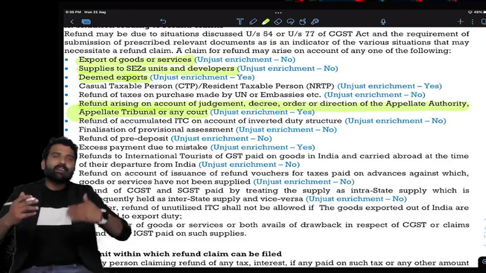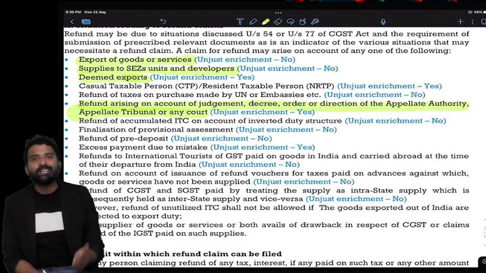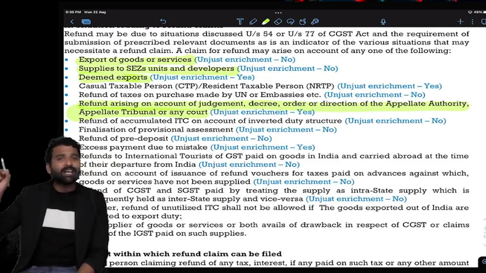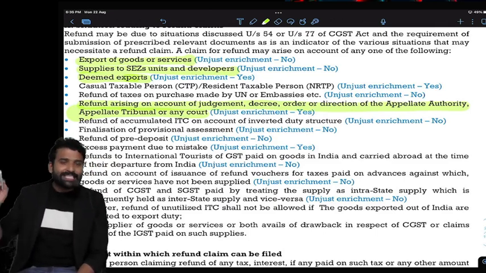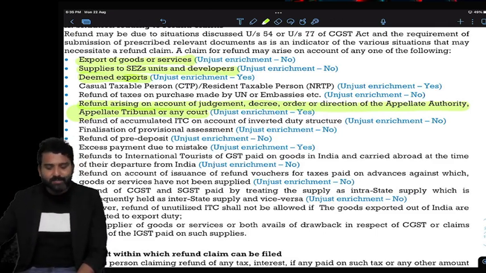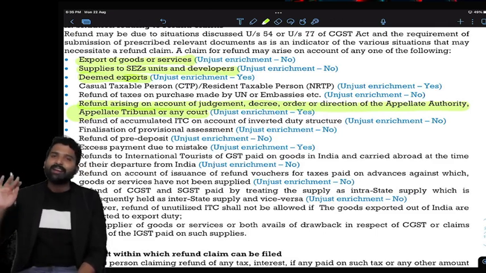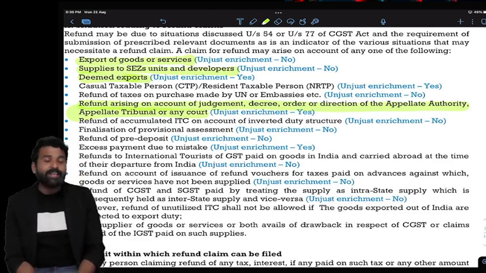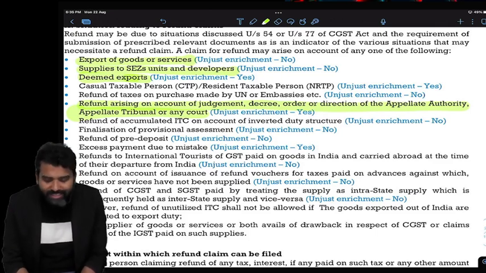Maybe a company was fighting a case for 10 years. Now the company has to prove that in the last 10 years, it has not charged any GST from the customer. The GST paid earlier was from its own pocket, not charged from the customer. If they are able to prove that, the court will award the refund to the company, and they can claim the refund. So in case of a court order as well, they can ask for the GST refund.